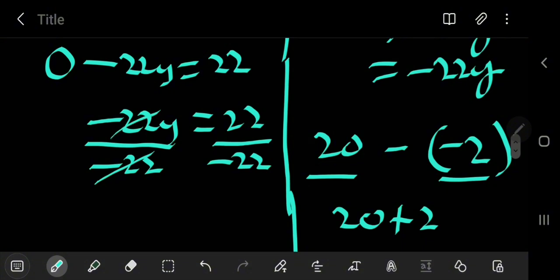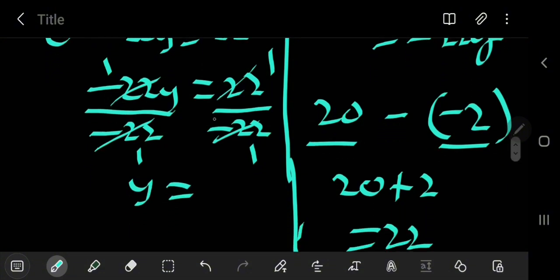a final answer. This goes here 1, this goes here 1, 22 here 1, 1. So we have y equals, don't forget we have a negative sign here. So y equals minus 1. Ta-da! So we've gotten one of the variables.